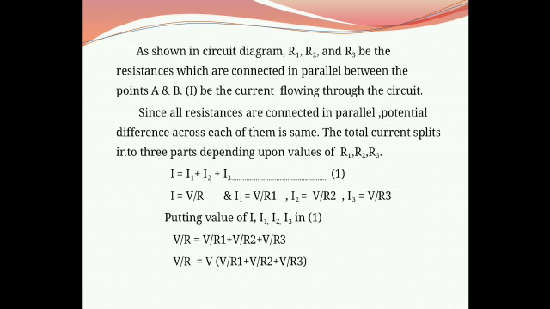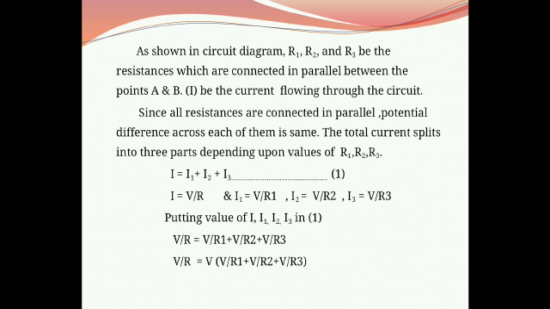But the total current splits into three parts depending upon the values of R1, R2 and R3. Therefore, the total current is given by I equals I1 plus I2 plus I3, equation number 1. By using Ohm's law, I equals V upon R. Therefore, I1 equals V upon R1, I2 equals V upon R2 and I3 equals V upon R3. Putting the values of I1, I2 and I3 in equation number 1, it becomes V upon R equals V upon R1 plus V upon R2 plus V upon R3.